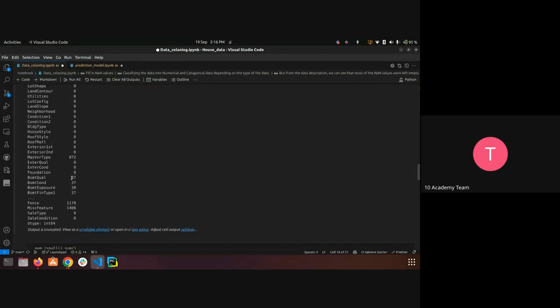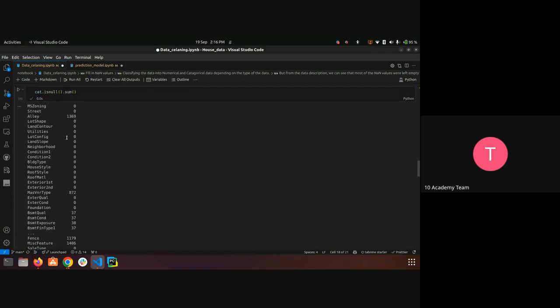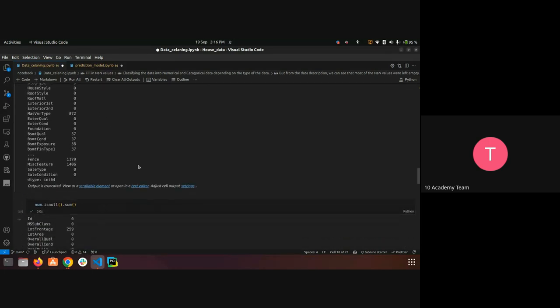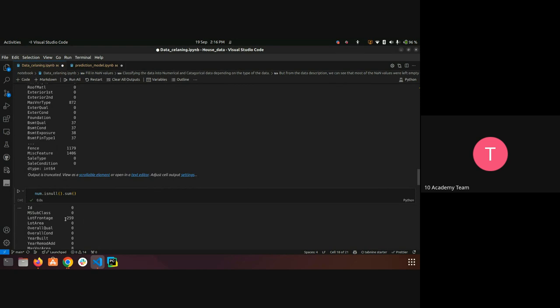So here we imputed zero, meaning none, because the description actually hints in the data that the null means none. Otherwise the model is going to leave it blank. But LotFrontage is not zero, so there we need a different strategy.